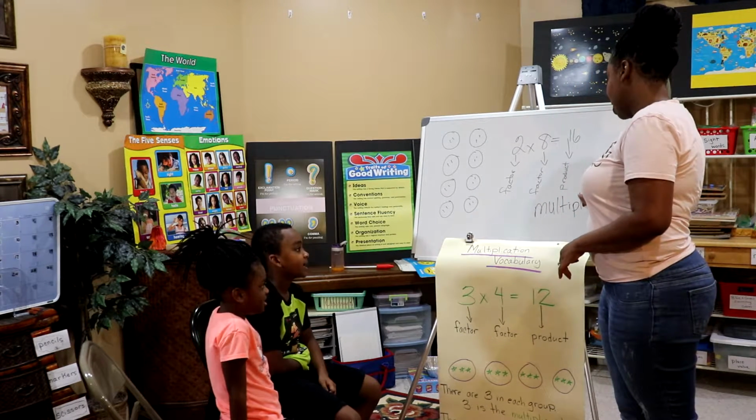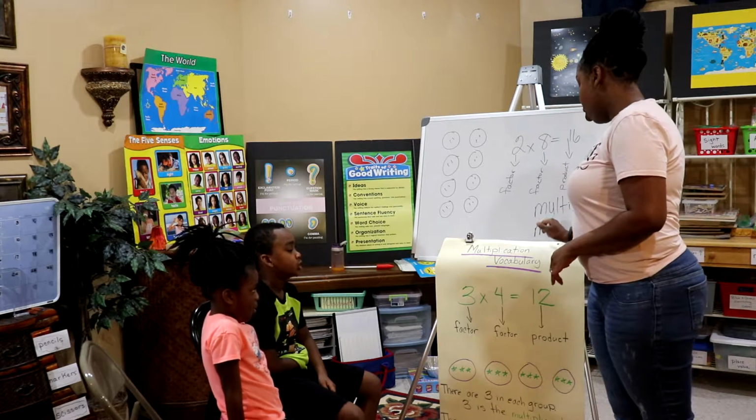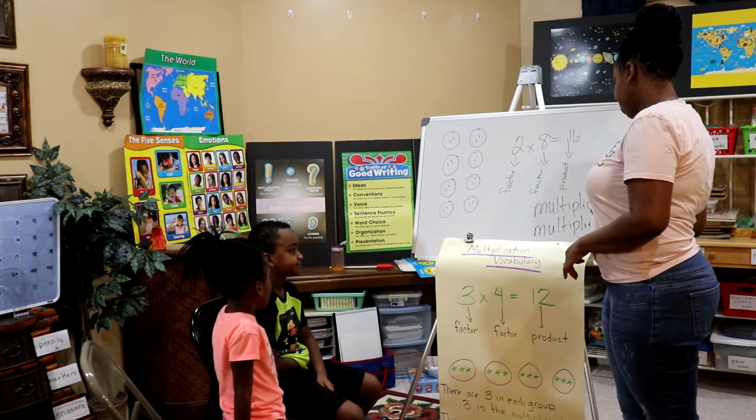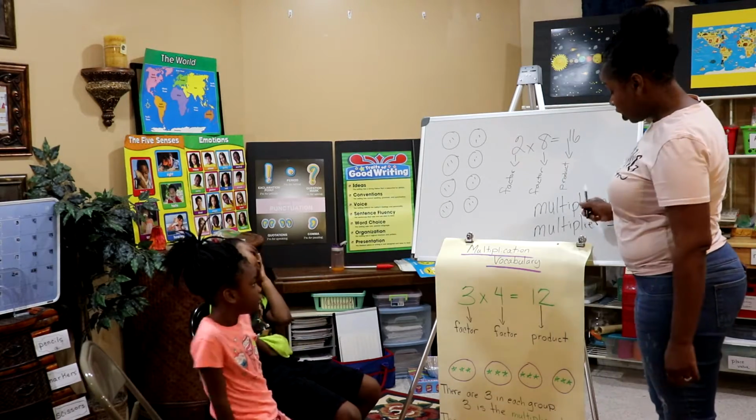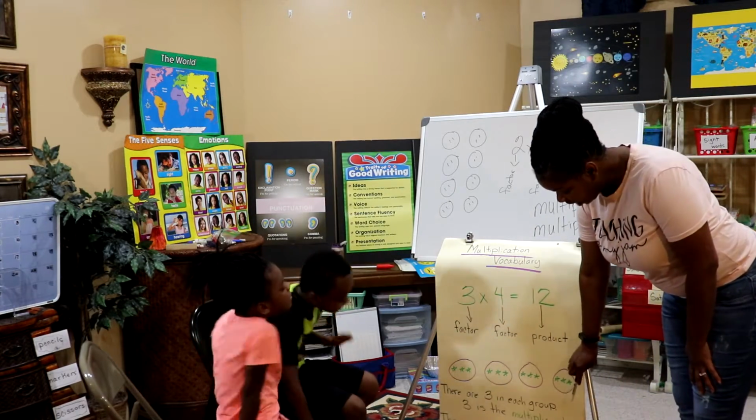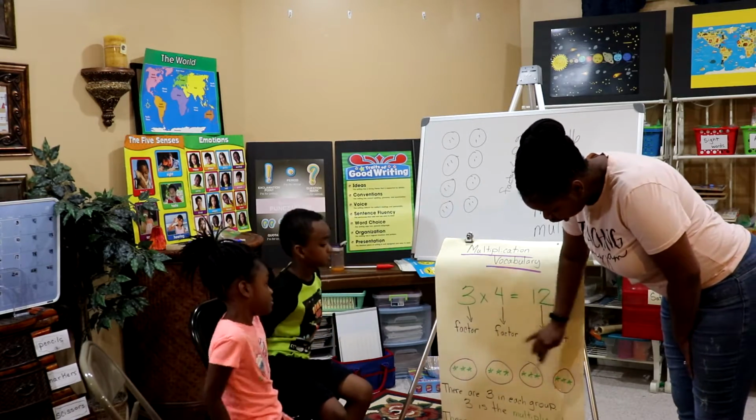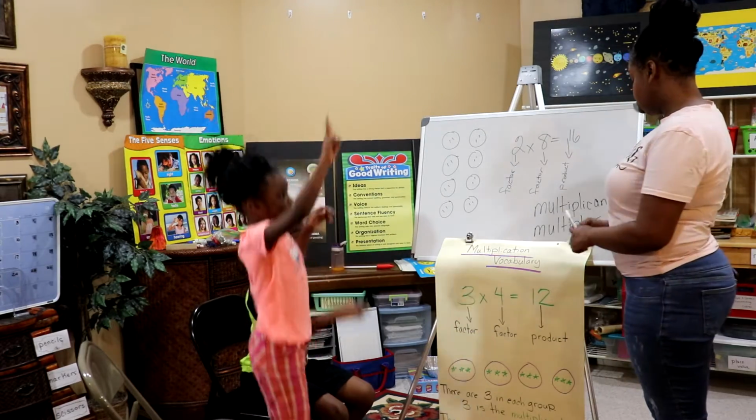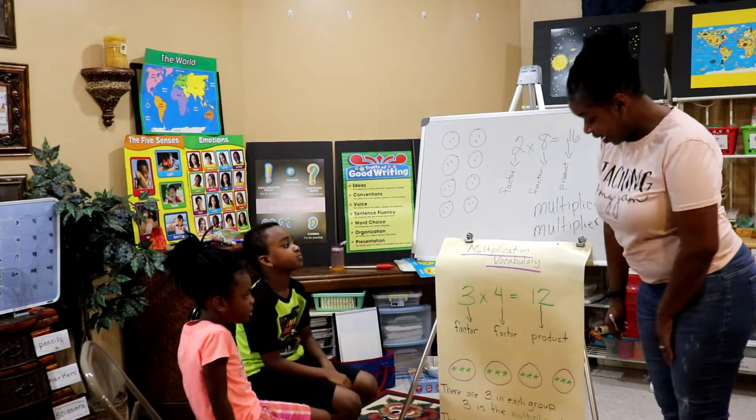Multiplicand, multiplier. Alright, so now if we look back, multiplicand. There are 3 in each group. The stars were the multiplicand. So what number is the multiplicand? 2. You're the multiplicand.